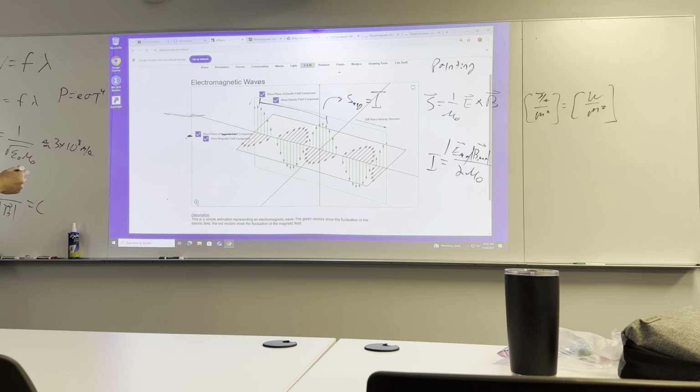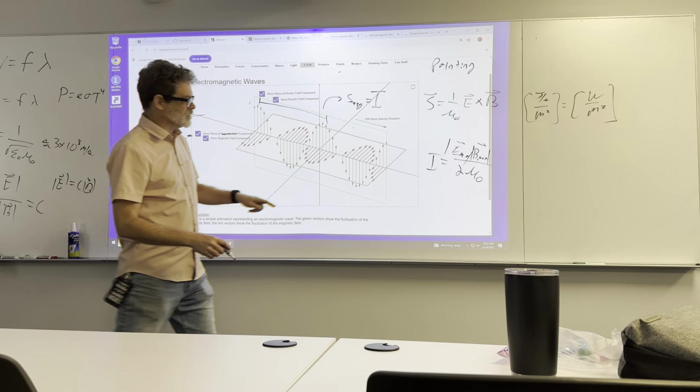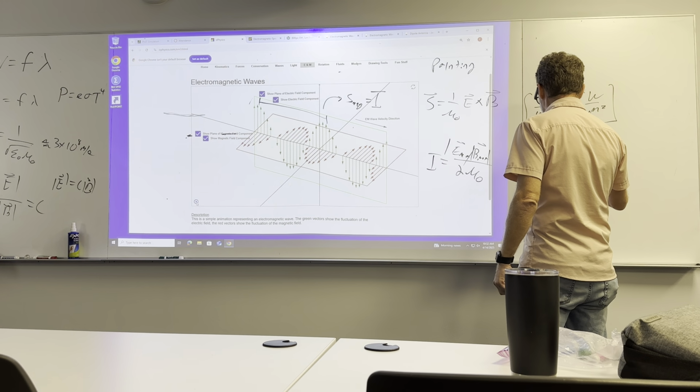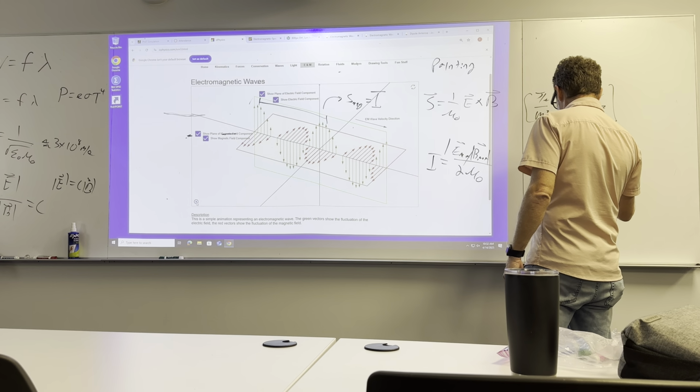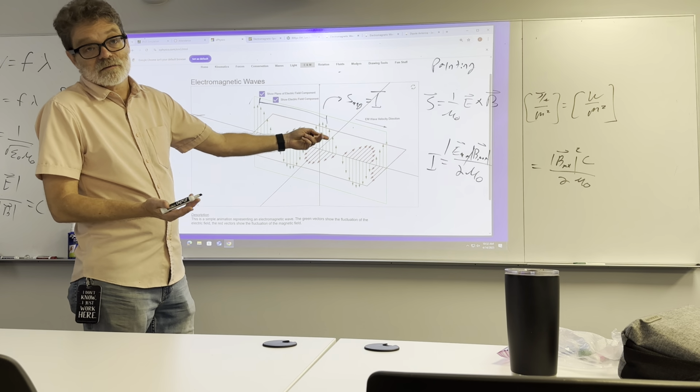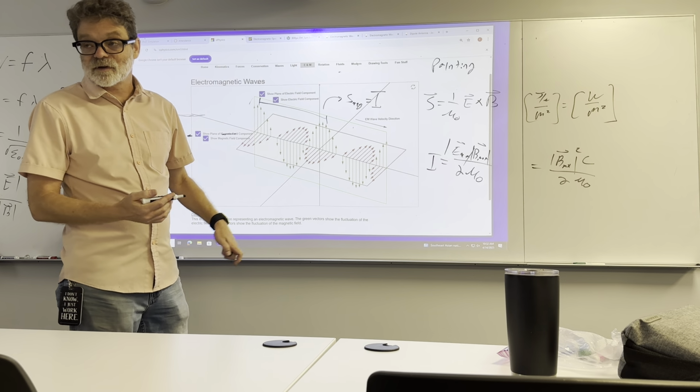And then using this formula here, you can write it all in terms of E or all in terms of B by replacing E. I could say E is equal to C times B. So instead of E max, I could write this as B max squared times C over 2 mu naught. I just replaced E with B times C. Or you could replace B, whichever one. Same idea.